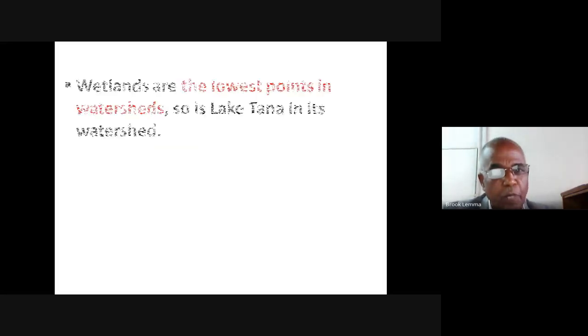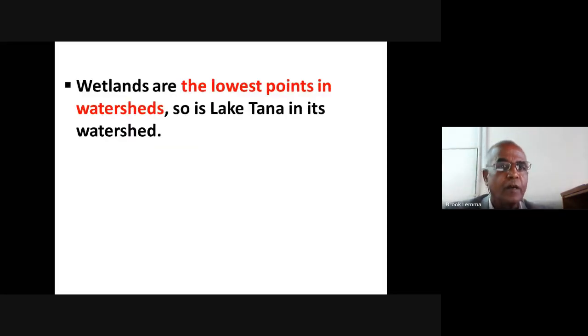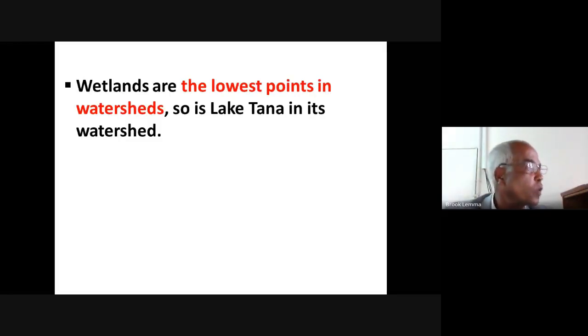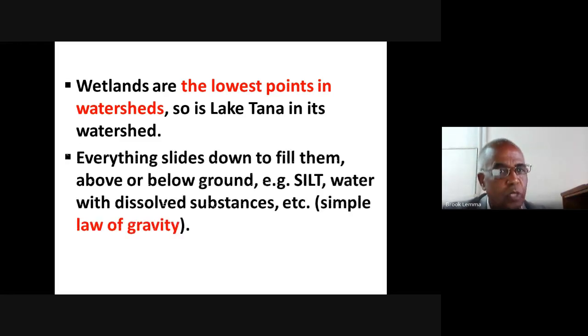So with that, I come to the epilogue. Finally, I started with a prologue, then the conclusion part, maybe just a reflection: wetlands are the lowest points in all watersheds, and that is a major reason why water eventually percolates in these areas, be it on the surface or underground. So that is the basic thing that we need to realize.